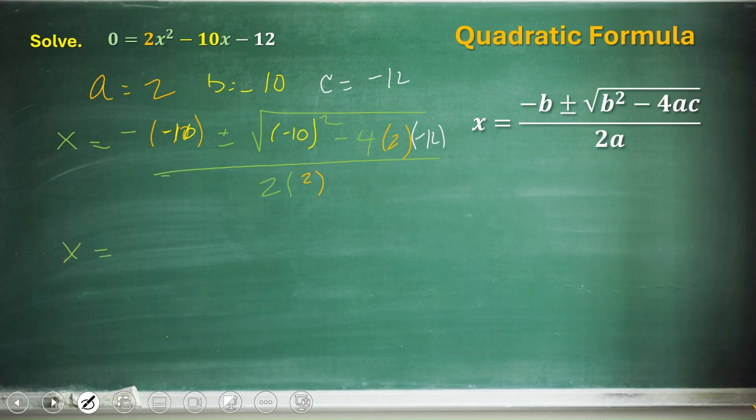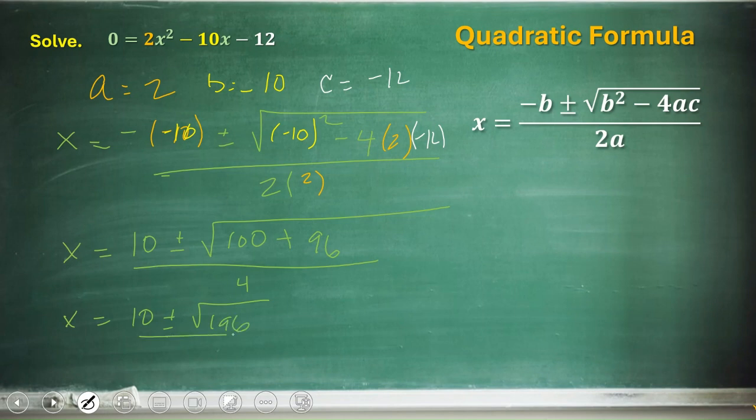So -10, two negatives make a positive, plus or minus the square root of -10 squared, that's -10 times -10, which is 100, minus 4 times -2 times -12. There's a negative times a negative, so this turns into a positive. When I multiply all these things together, I get 96, all divided by 2 times 2, which is 4. So I'm going to clean this up and simplify it. So we have 10 plus or minus the square root of 196 divided by 4.